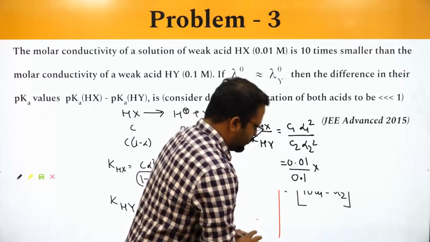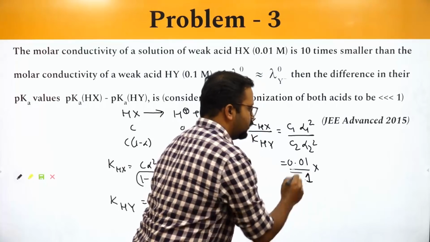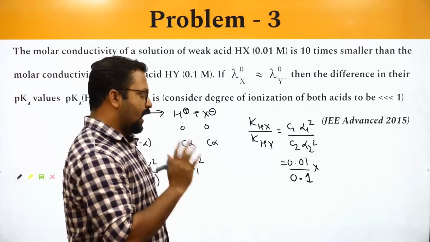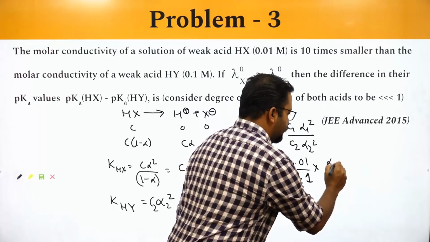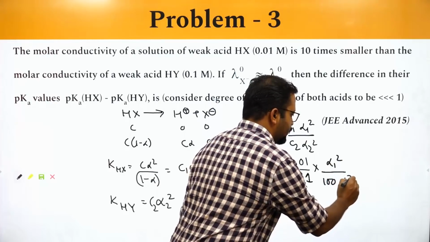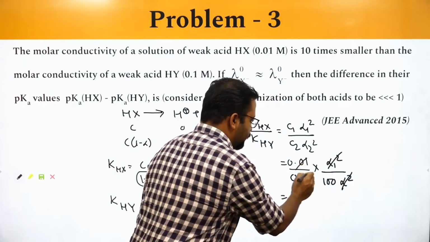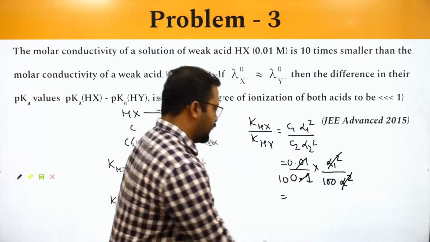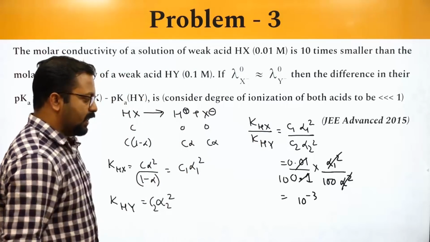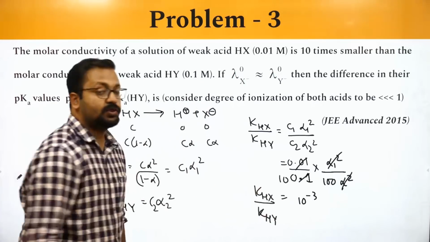Alpha 1 square by 0.1 times alpha 2, where alpha 2 is equal to 10 times alpha 1. So alpha 1 square by 100 alpha 1 square, this gets cancelled out. Okay, so यहाँ पे 10 मिल जाता है हमें. Fine. So KHX by KHY becomes equal to 10 raised to minus 3.